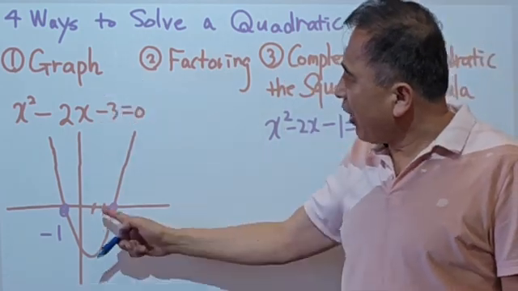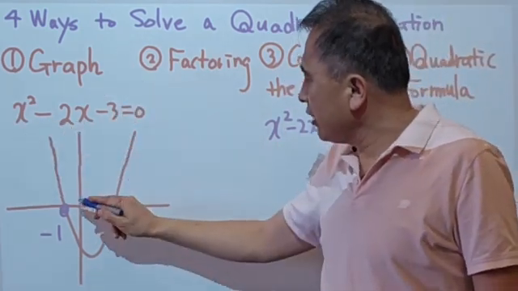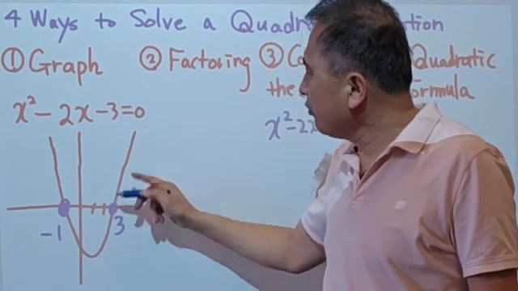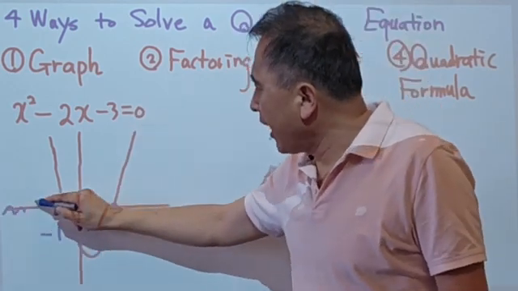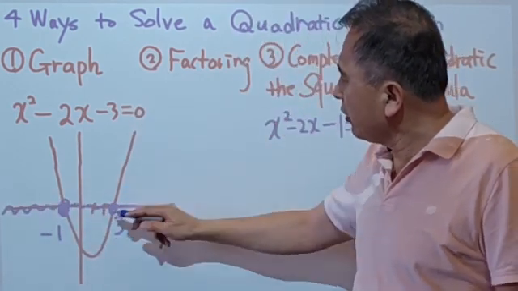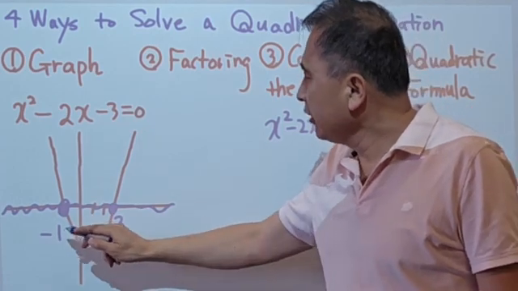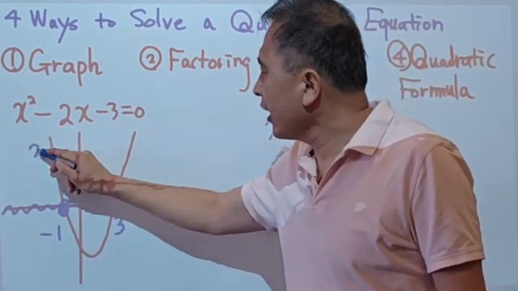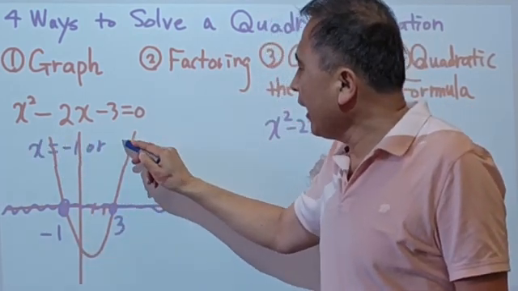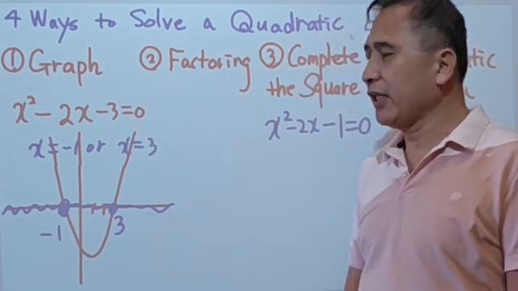If you see the graph of this equation, it is passing through -1 and 3 on the zero line. So where it passes the zero line here, at -1 and 3, the answer is x equals -1 or x equals 3. You can find it right away like that.